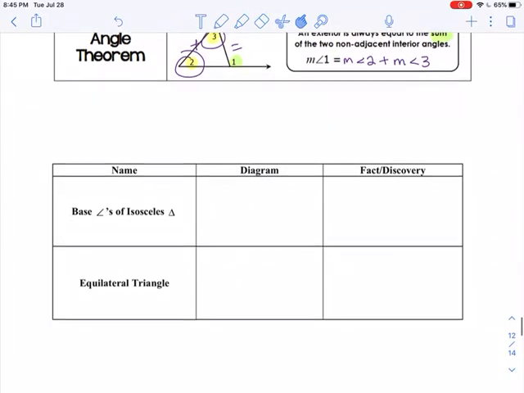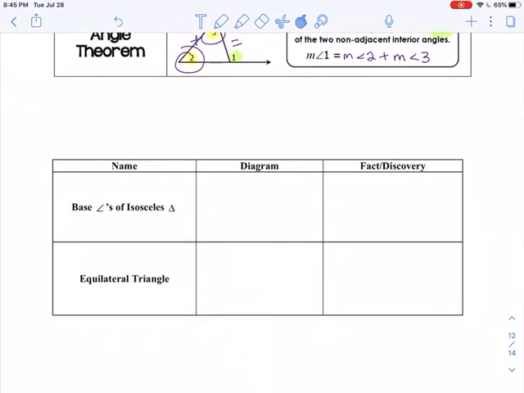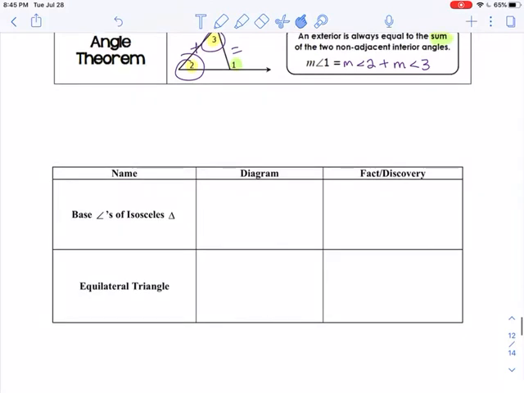All right, two other things that we should keep in mind. The first is the base angles of an isosceles triangle. We had an isosceles triangle defined in our vocab back in Lesson 2. An isosceles triangle means that two sides are congruent to each other. So if I have triangle ABC and AB is congruent to BC, then automatically these base angles have to be equal to each other. So the fact you should know is that the base angles of an isosceles triangle are congruent to each other. Base angles are congruent, so angle A is congruent to angle C.